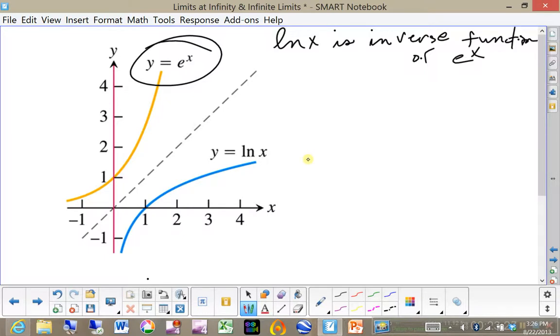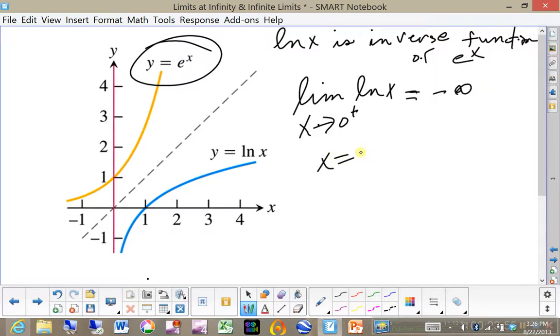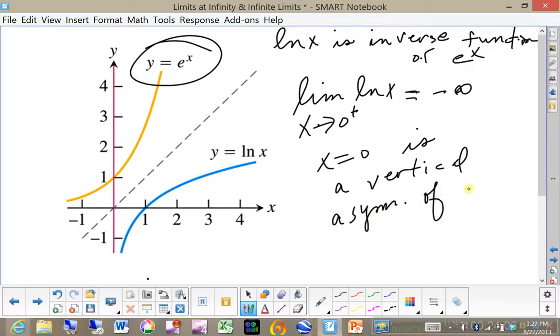Notice that you cannot take the logarithm of 0. As x gets closer and closer to 0 from the right, the function goes towards minus infinity. You can confirm this by graphing it. So x equals 0 is a vertical asymptote of ln of x.